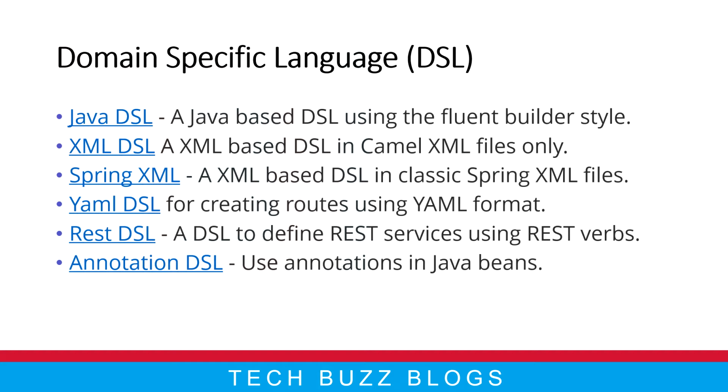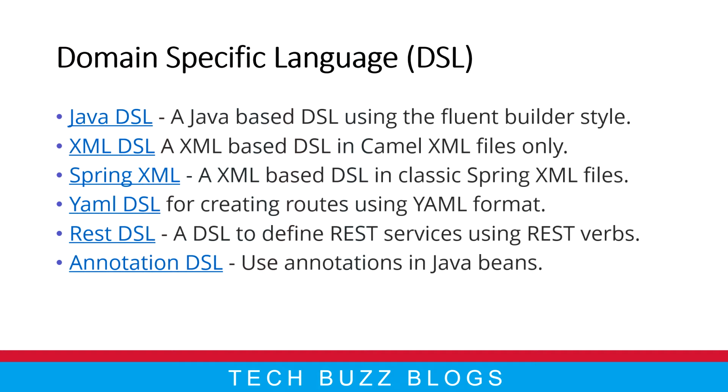Java DSL: if you are a Java programmer, you can use your Java knowledge and write all the coding based on that. XML DSL is fully based on XML. Spring XML is similar to XML only. YAML is a newer form of arranging things, where we can create routes and everything in YAML. REST, obviously you know that, right? If you are a developer you should know what REST is, that is one kind of API, and using that also you can do it.